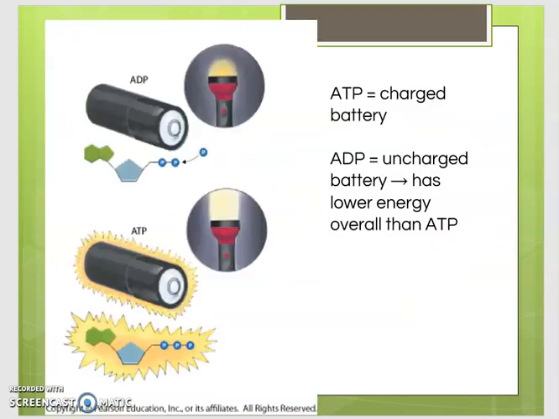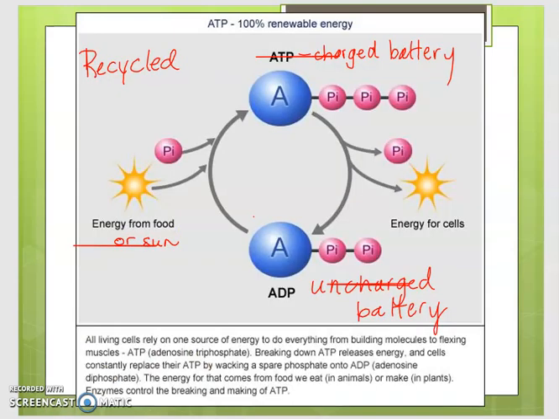Sometimes I like to think about ATP as the charged battery, and then ADP as the uncharged battery. So it has a lower energy overall than ATP. ATP is a higher charged molecule, and it wants to transfer that energy somewhere else in order for cell processes to happen. Here's just another picture of how this might happen.